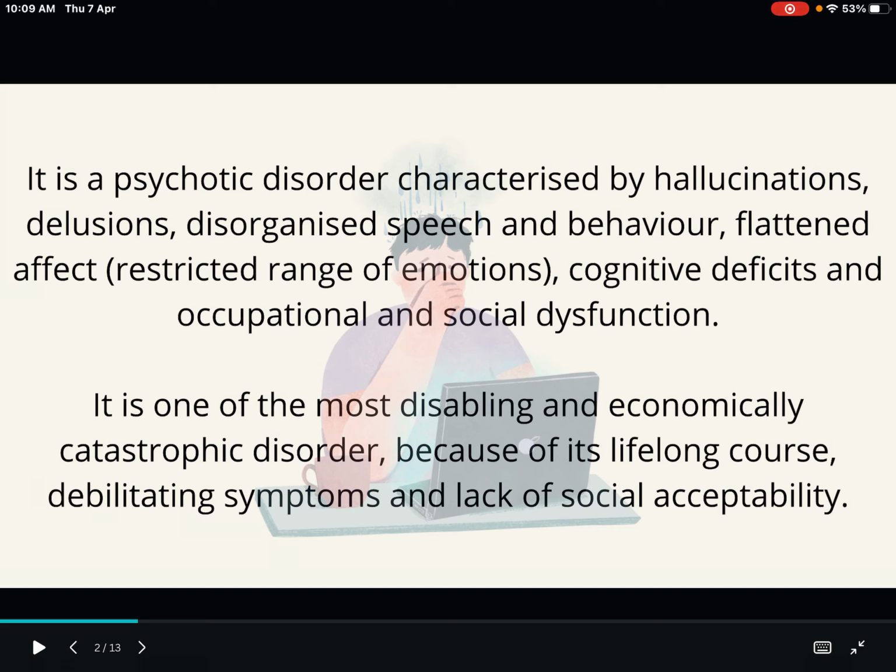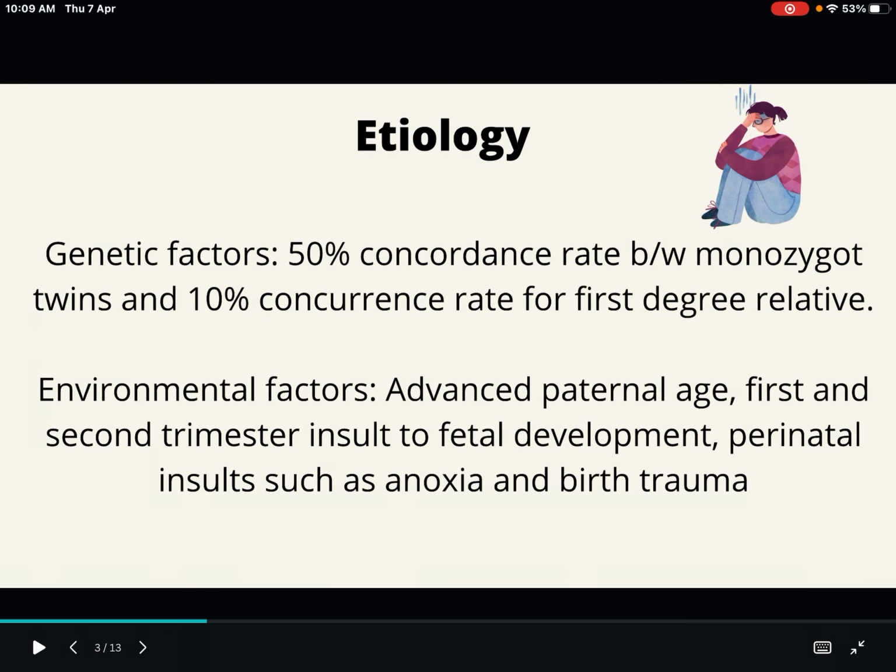Schizophrenia is a psychotic disorder that is characterized by hallucination, delusion, disorganized speech and behavior, flattened affect, cognitive deficits, and occupational and social dysfunction. And it is one of the most disabling and economically catastrophic disorders. Do you know why? Because of its lifelong course, debilitating symptoms, and lack of social acceptability. So here you have to mention two different things: one is the definition, and the other is why it is disabling and economically catastrophic.